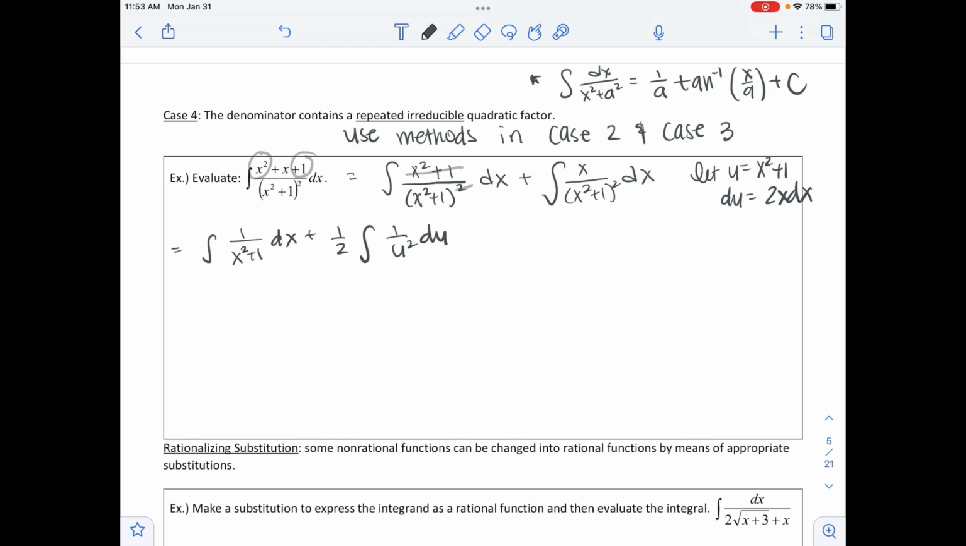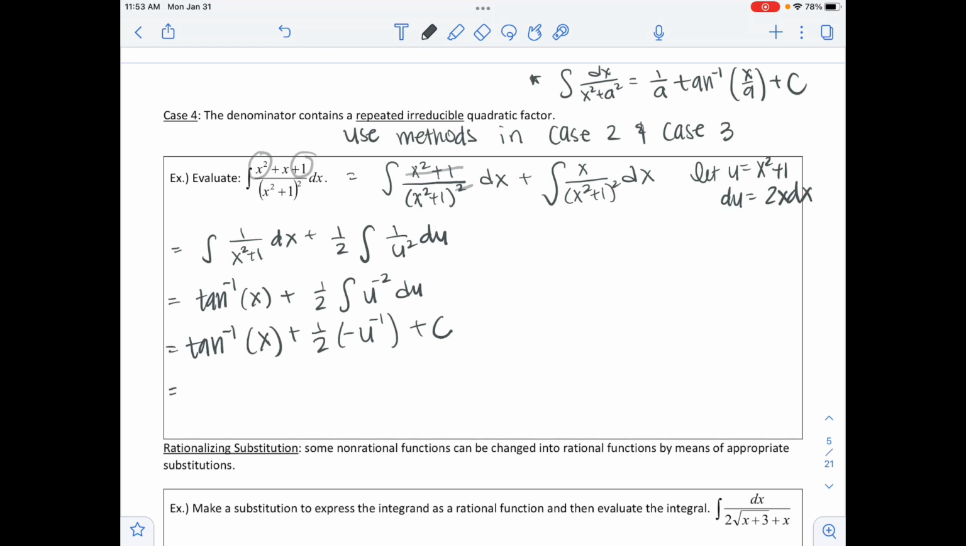And so with integrating the first term, I would have 1 over a. In this case, a is just 1. So 1 over 1 is just 1. And then tangent inverse of x over a. So x over 1 is just x. Plus, and then for the second integral, I'm going to go ahead and rewrite it as 1/2 the integral of u to the negative 2 du. So integrating the second one, I get 1/2 times negative u to the negative first plus c.